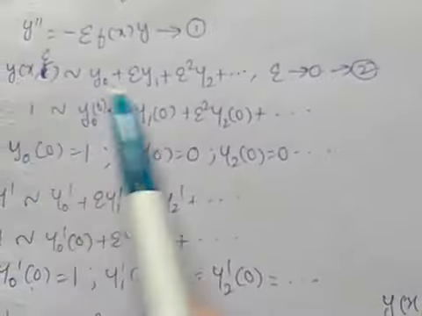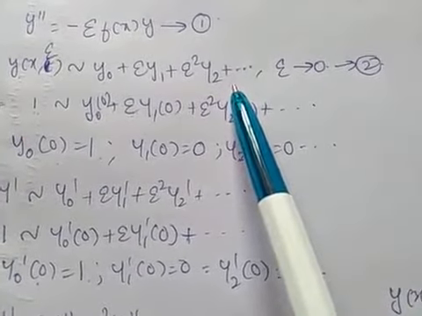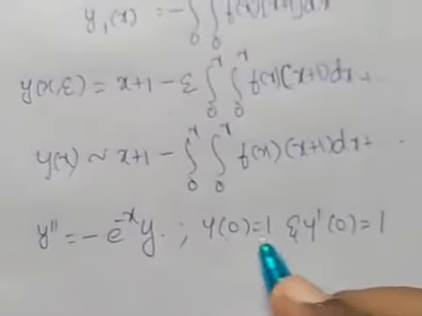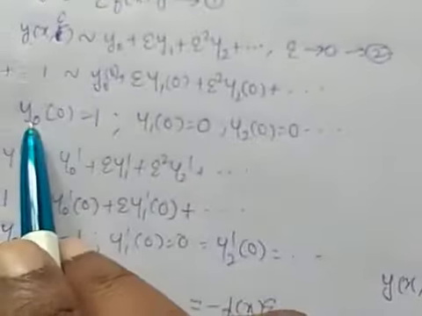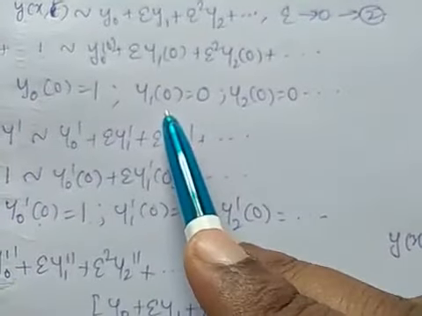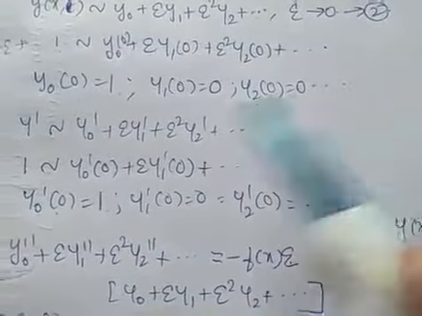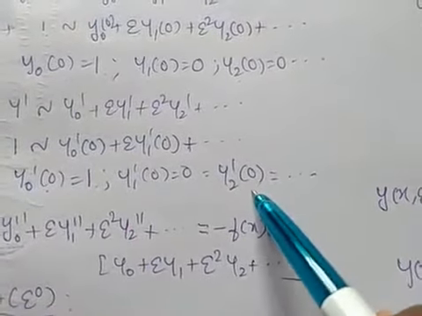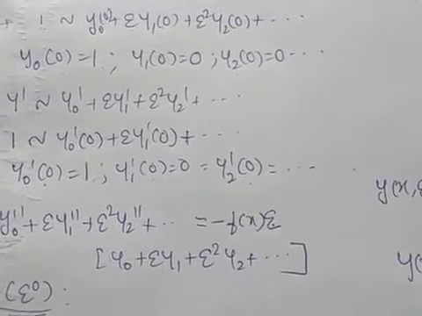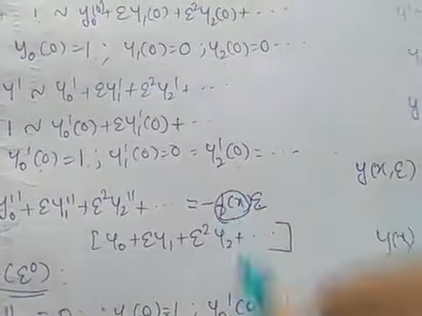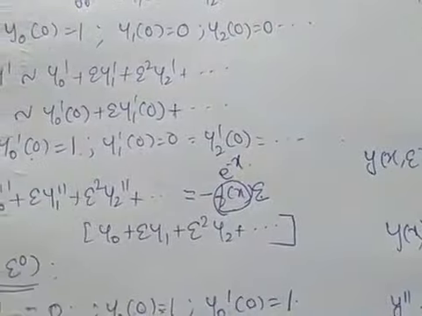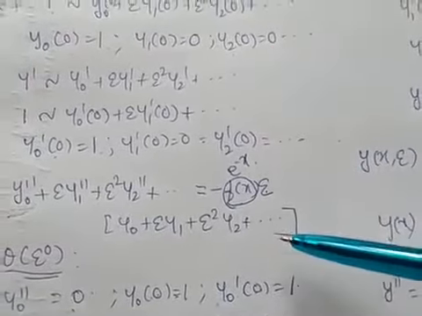Very first thing, we have to write the series solution for y. The boundary conditions are also the same, y of 0 equal to 1, y dash of 0 equal to 1. So we will get the same initial conditions. y naught of 0 equal to 1, y1 of 0 equal to 0, y2 of 0 equal to 0, etc. Similarly, y naught dash of 0 equal to 1, y1 dash of 0 equal to 0, y2 dash of 0 equal to 0, etc. Here, instead of f of x, we are having e power minus x. Except this term, all other terms are the same. So, till here all the steps are the same.